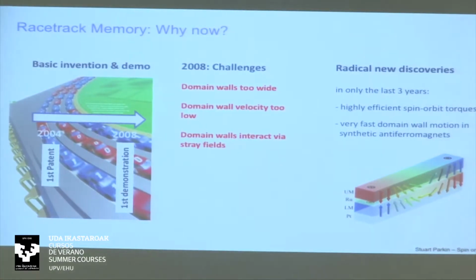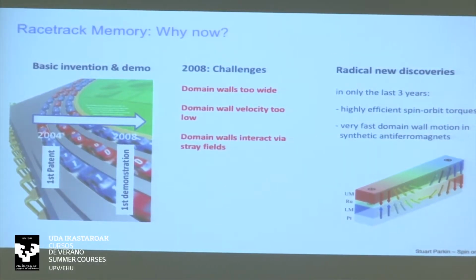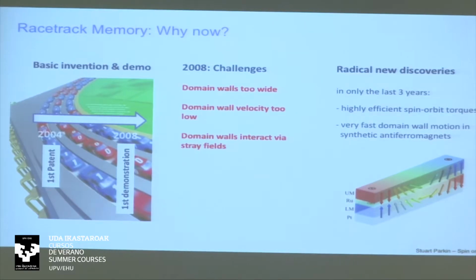However, in the last 3 or 4 years, we've made some very important discoveries. That means we could, using spin-orbit torques, manipulate these domain walls highly efficiently, and we could build racetracks from so-called synthetic antiferromagnets, which have no net magnetization, and therefore we can eliminate the dipole fields, and therefore the domain walls no longer interact with each other. This is what I'd like to discuss during this talk.